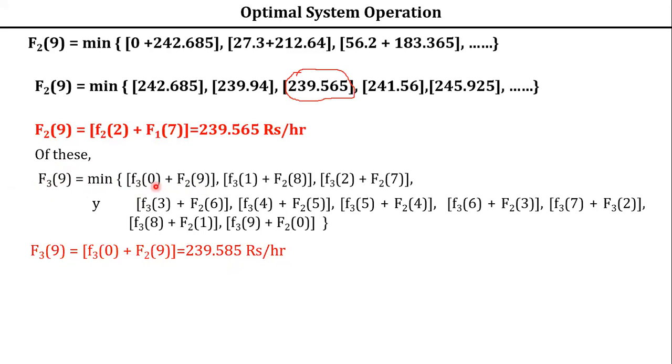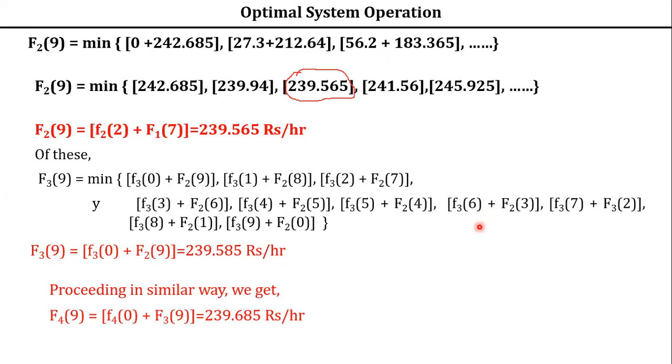F4 of 9 is equal to, this will be F4, this will be F4, and this will be F3. Understood? That means for the fourth unit you have to take the AI, BI cost coefficients, and here the third coefficient when you are evaluating F4 of 9. Similarly, you are going to get the F4 of 9 value. Proceeding in a similar way, we get F4 of 9 is equal to this combination. For this combination, the value will be minimum.